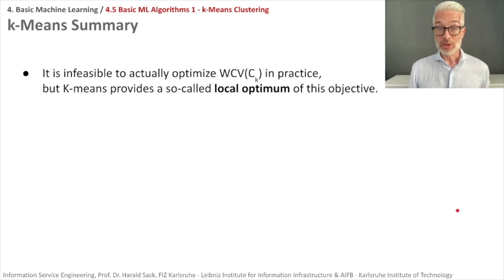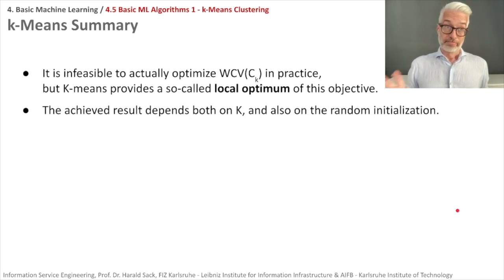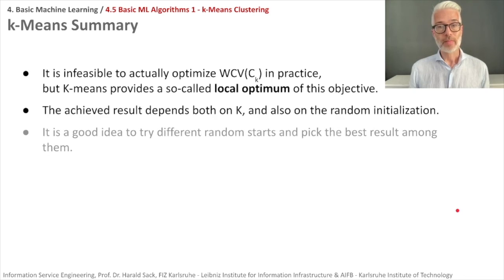Overall, it's an infeasible problem to actually optimize the within cluster variation in practice. So k-means provides a so-called local optimum. So we already said so. And of course, the result that you achieve in the end depends on both. First of all, on k, this is of course critical. We don't know the number of classes mostly in advance, so we try out several numbers. And also sometimes it depends on random initialization, because depending on how you initialize the clusters, you might end up in different kinds of local optima, of course. So it's a good try, as you see here, to try different random starts and pick the best result among them.